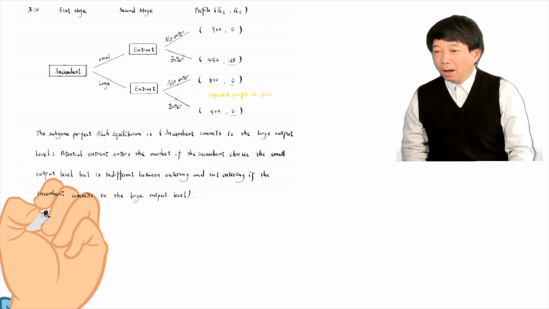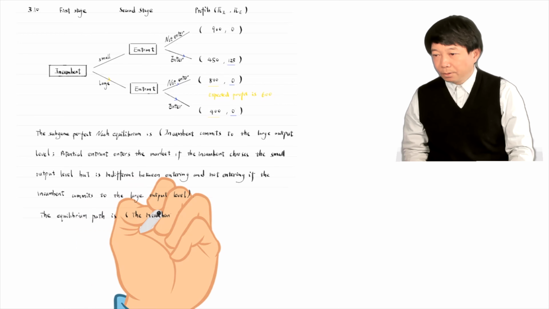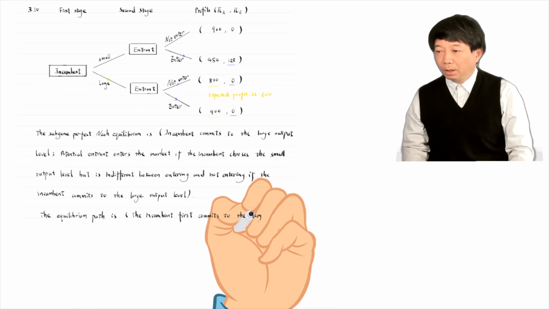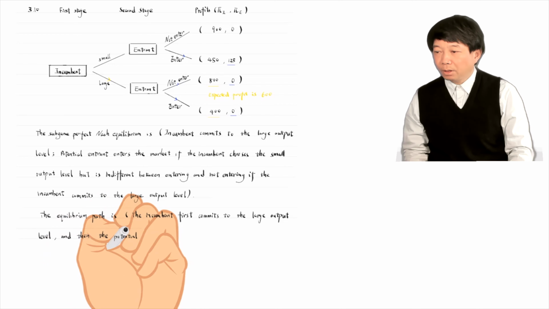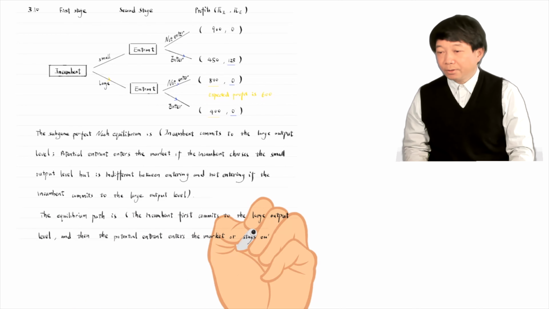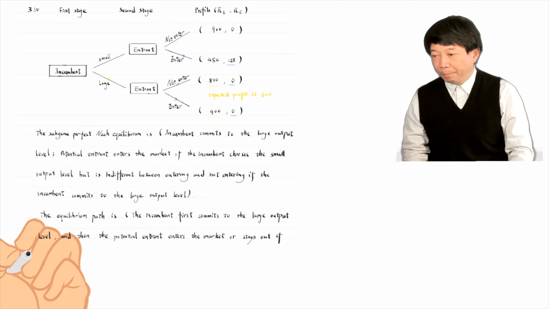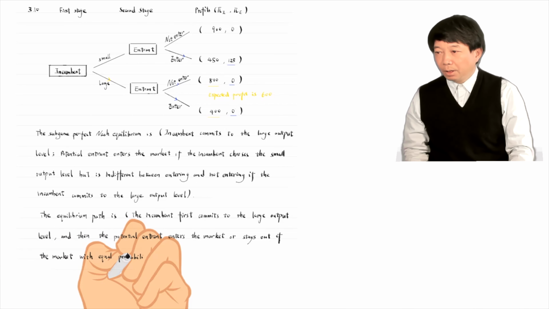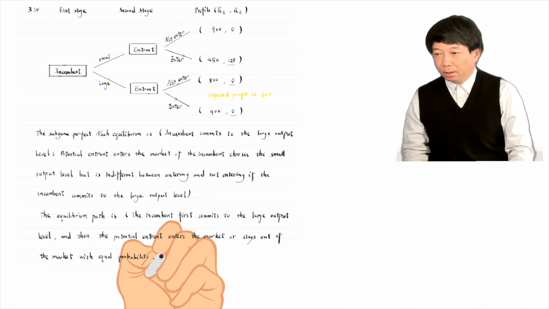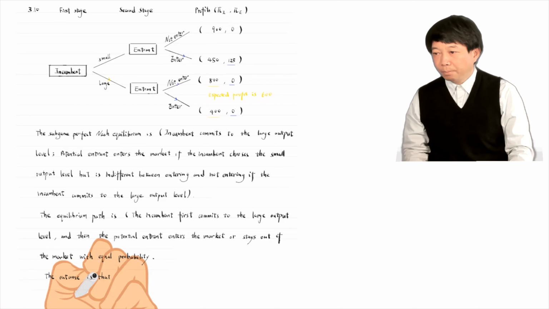The equilibrium path is that the incumbent first commits to the large output level, and then the potential entrant enters the market or stays out of the market with equal probability. The outcome of the game is that the incumbent is expected to earn 600, and the potential entrant makes 0.